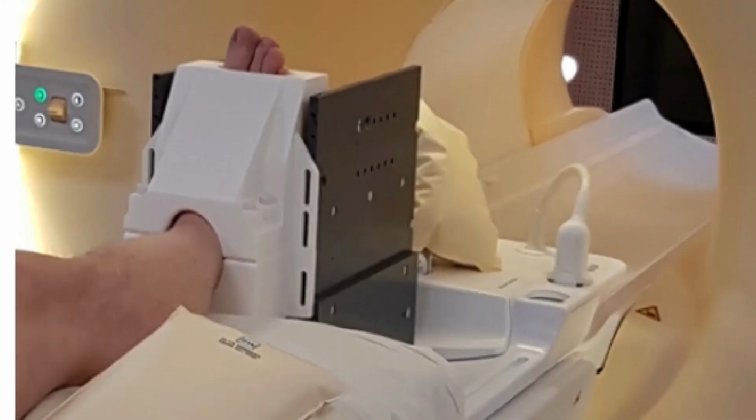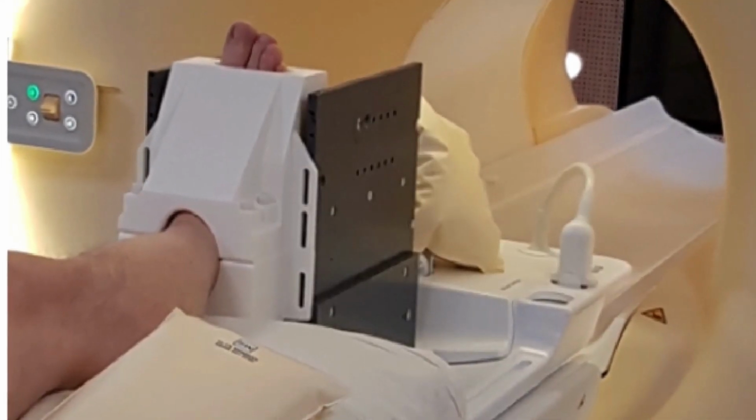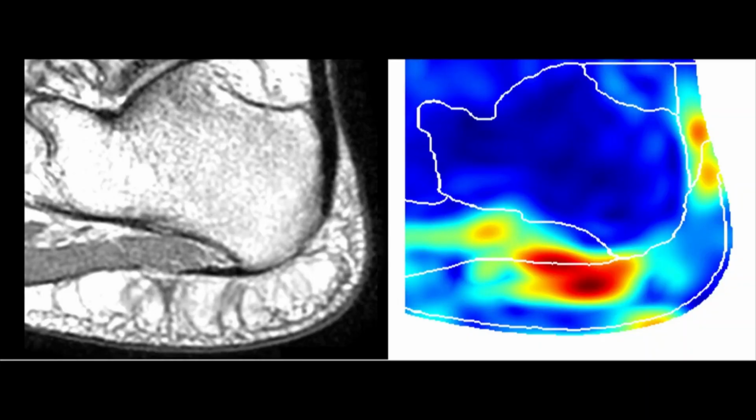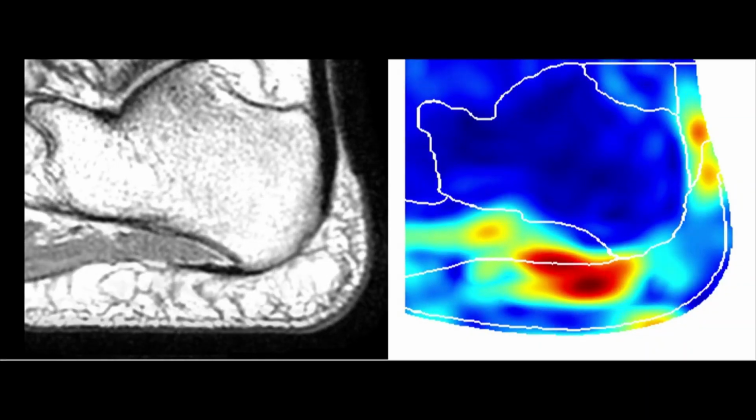So a possibility would be to take an image of an unloaded tissue and an image of a loaded tissue, and then find out the transformation between these two images to find out the displacements that occur when we apply a load.